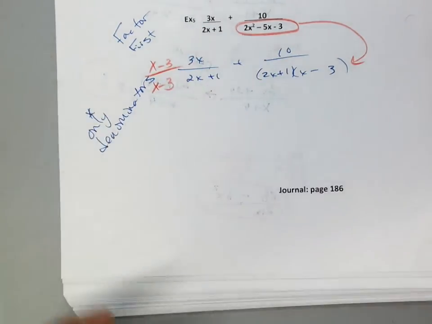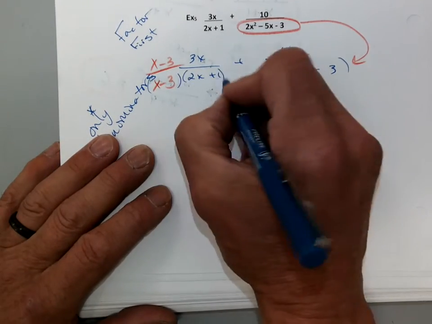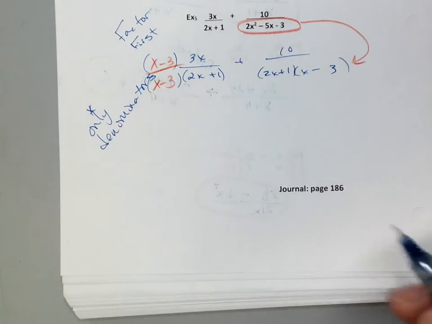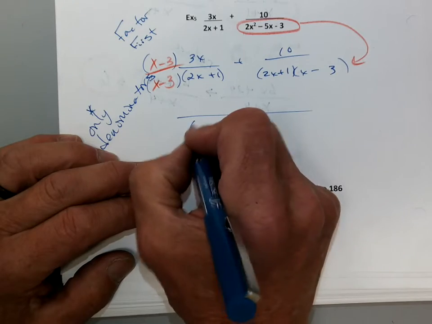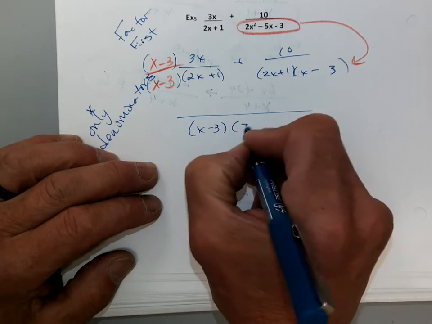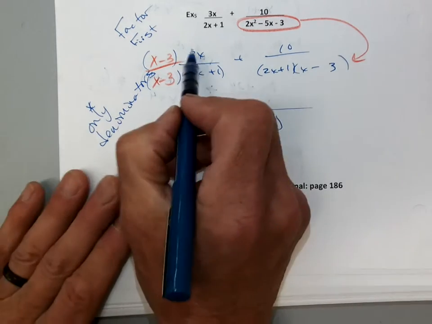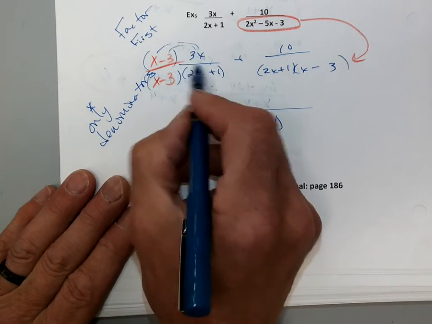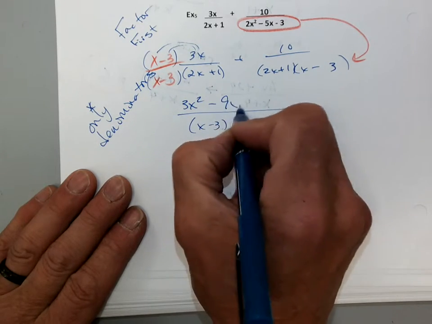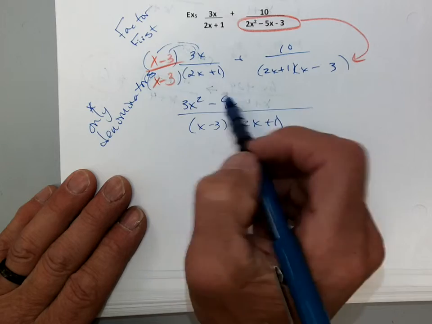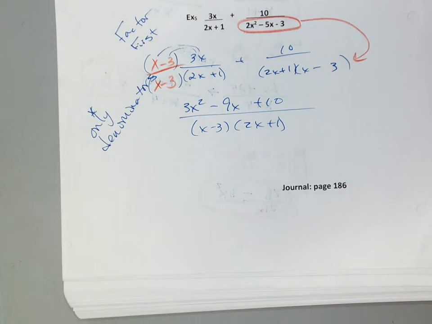Okay, how am I doing? Does this seem pretty easy? Okay, if you've never learned fractions, then maybe not, but you know. Now, I'm going to simplify. I do know my common denominator. Let's just write that down. My common denominator is my x minus 3 times my 2x plus 1, right? Now, in the numerator, all right, let's do this. I'm going to multiply that and that. So I'm going to get a 3x squared, 3x times x, minus a 9x, 3x times 3, okay? Plus my 10.